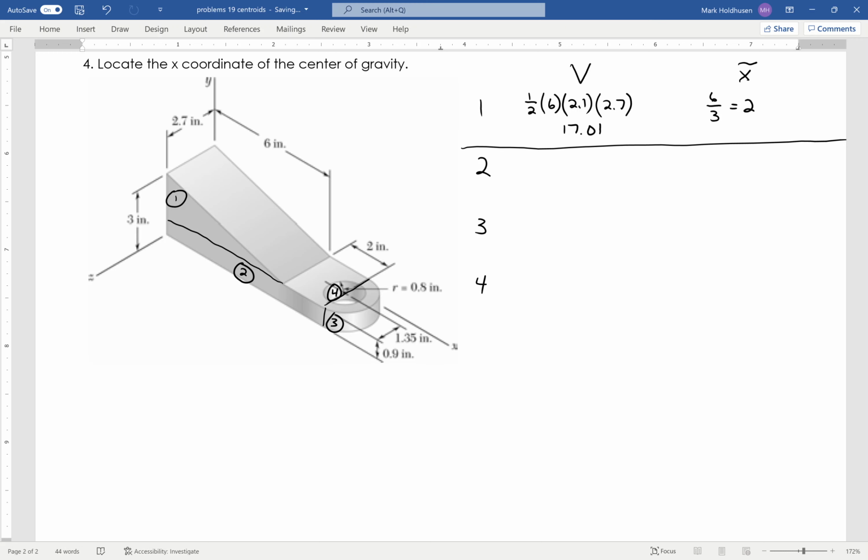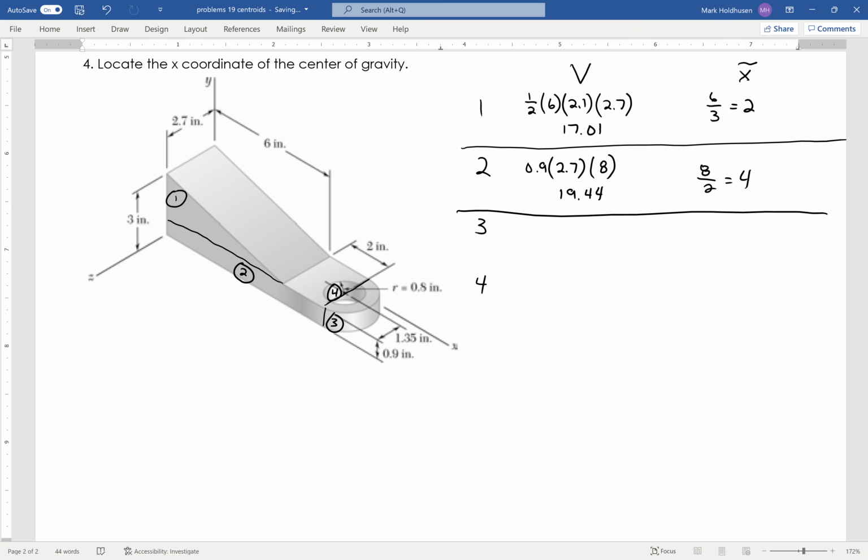Okay, now I've got the rectangle. That one's pretty easy. That's just going to be the 0.9 times the 2.7 times, let's see here, that'll be 8 total. And from that, I get 19.44. And the center of this one is going to be basically half of that 8 inches, right? So that'll be 8 divided by 2. That gives me 4 for the center of that one. Now we'll move on to 3.